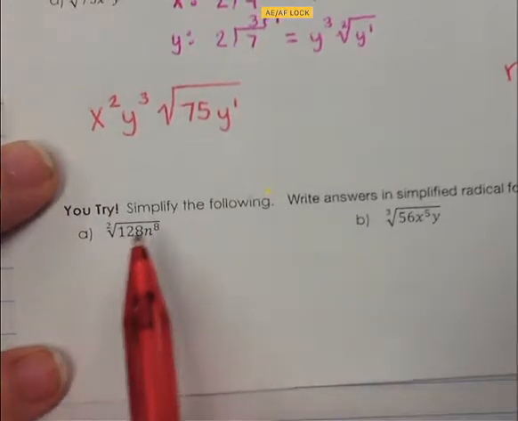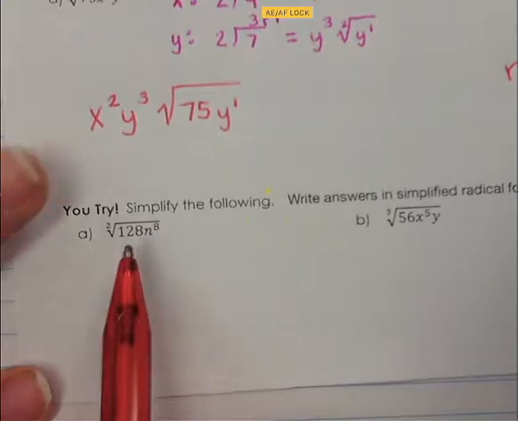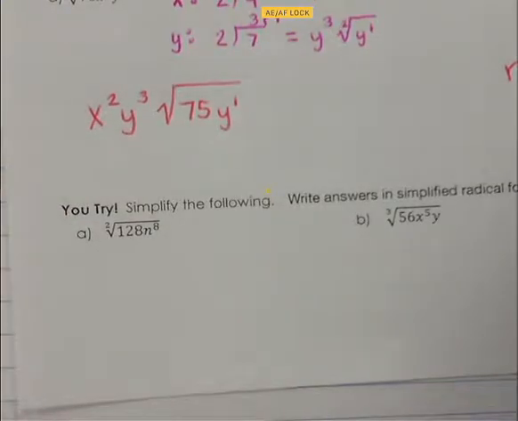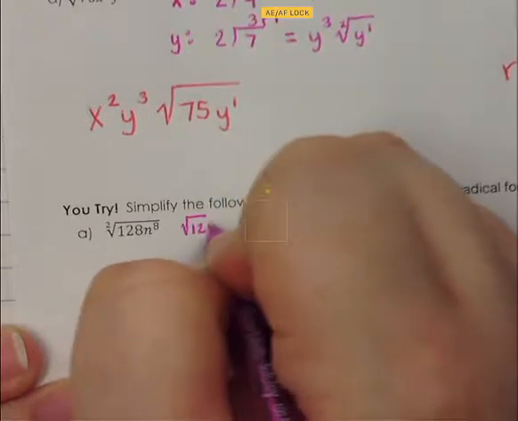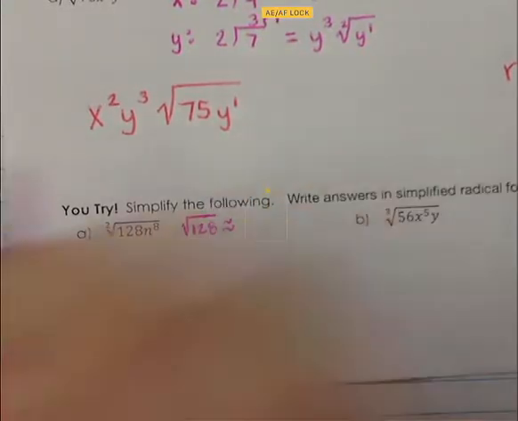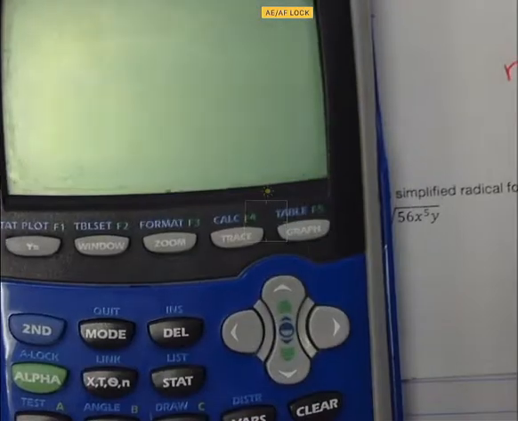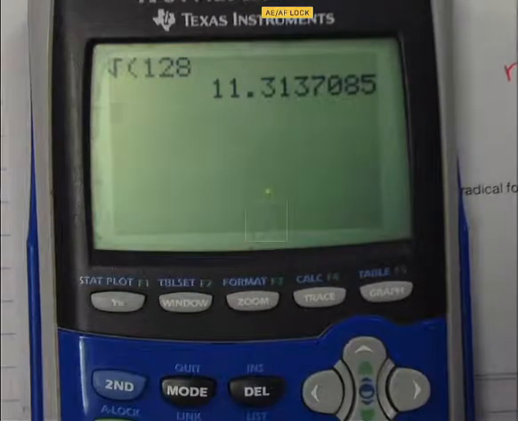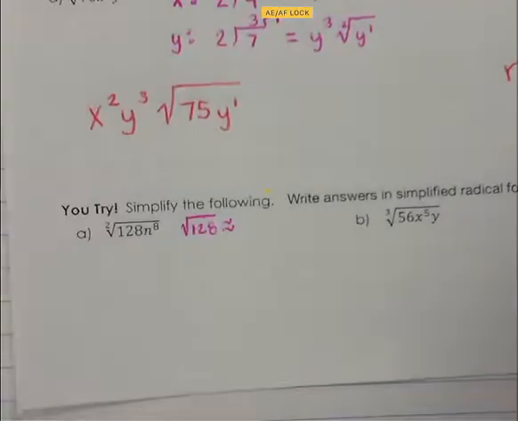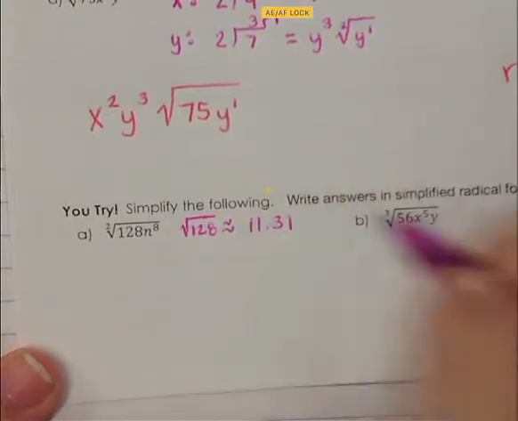All right, so for this first problem, we're going to get the decimal value. So the square root of 128 is approximately, so we're going to get our coefficient, the square root of 128 is approximately 11 and 31 hundredths. So that's our coefficient right now, 11 and 31 hundredths.